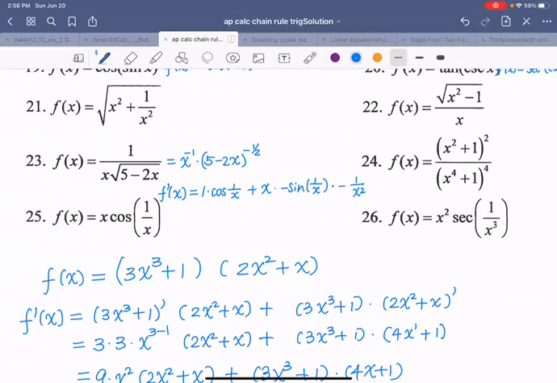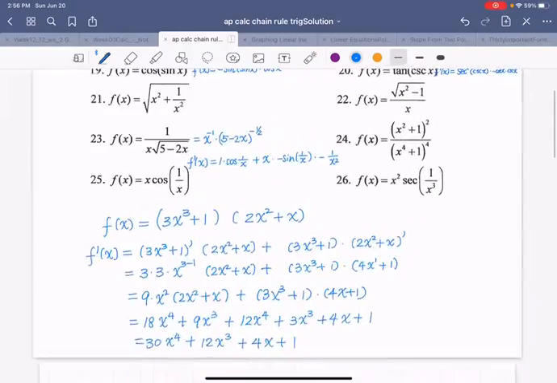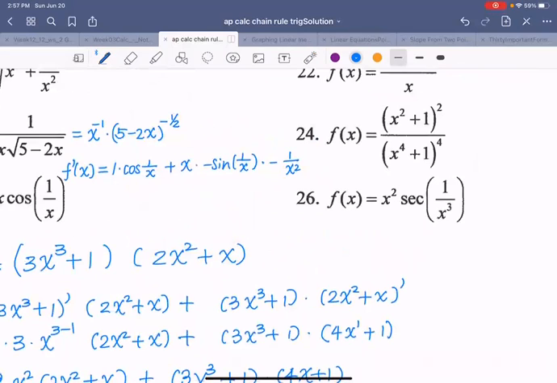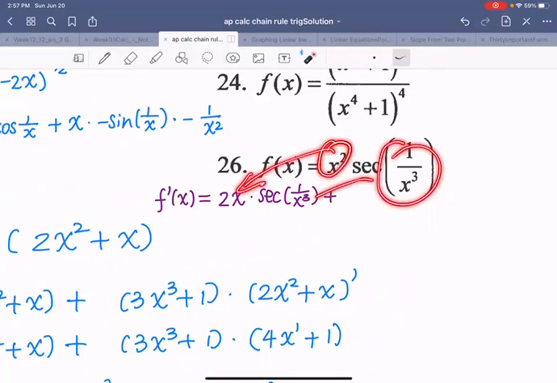Are there any questions? Now the last one is 26. F prime x. I do the product rule. X squared's derivative equals 2x. Copy down. Plus this guy's derivative is 2x. This guy copy down. And then this guy copy down.